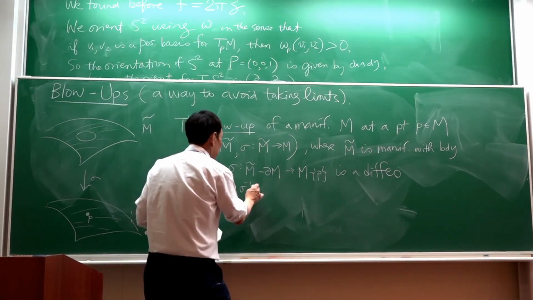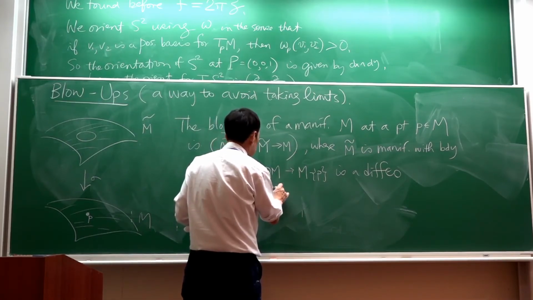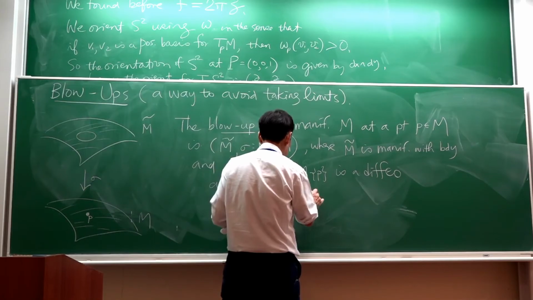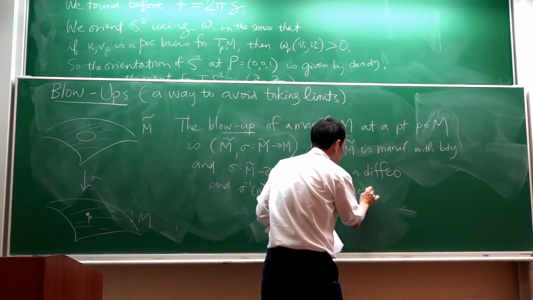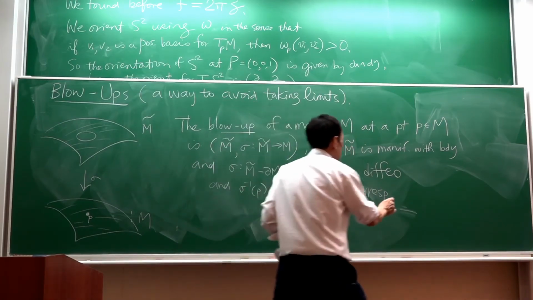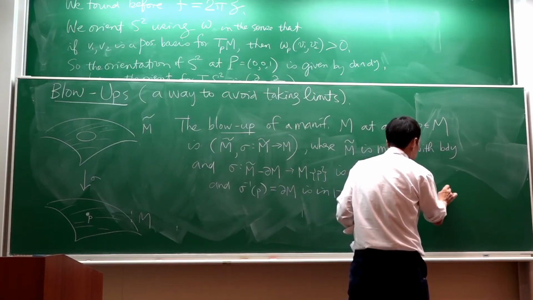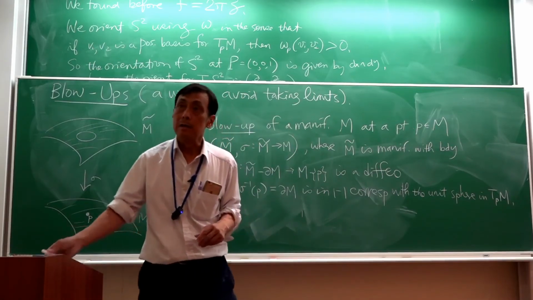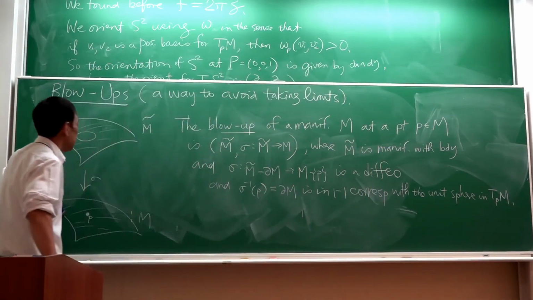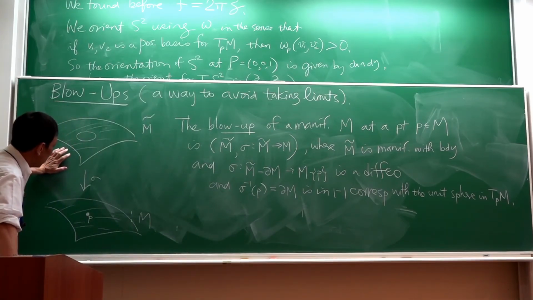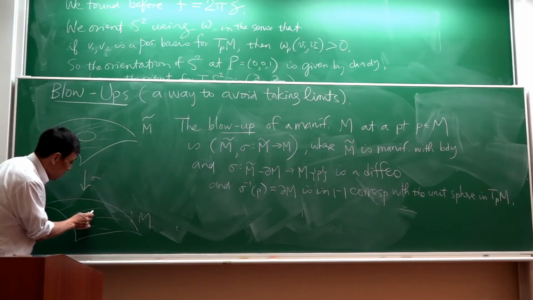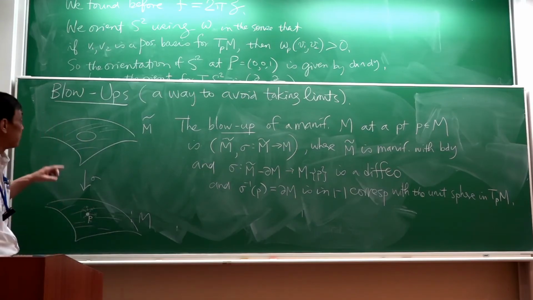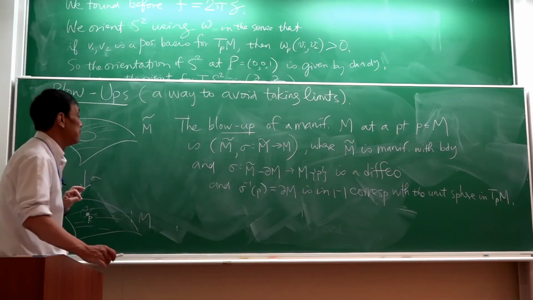And sigma inverse of P is the boundary, and it is in one-to-one correspondence with the unit sphere in the tangent space of M. So you can think of it as like you replace this point by all the directions, all the tangent directions at that point.